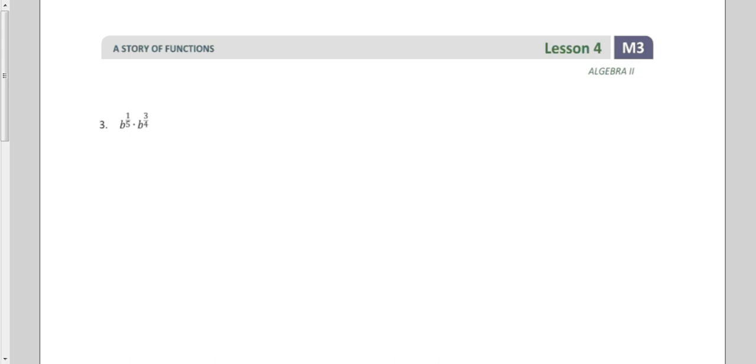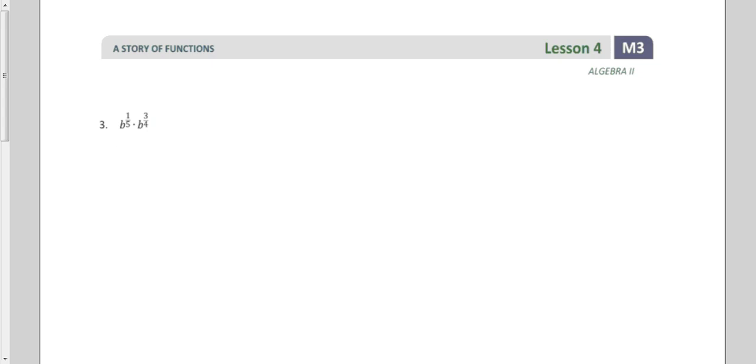All right. Let's do this one using the rules of exponents. I got common bases, right? b to the 1/5 times b to the 3/4. They're both the same base. The base is the b. Oh yeah, I got the same base. So I can do what? I can add the exponents. Now, what's challenging about this one? They don't have the same denominator.